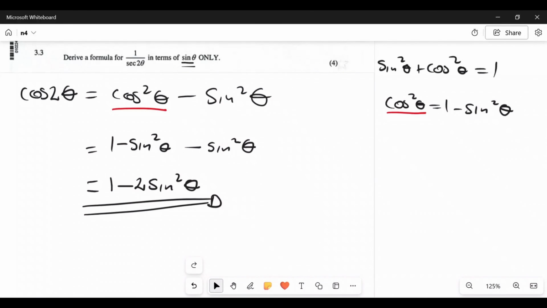So like I said earlier on question 3.2, I've already left the link of the playlist that contains all the basics when it comes to trigonometry. So go and click on that link, watch those videos, and then you're able to understand how I get to the point of cos 2 theta.